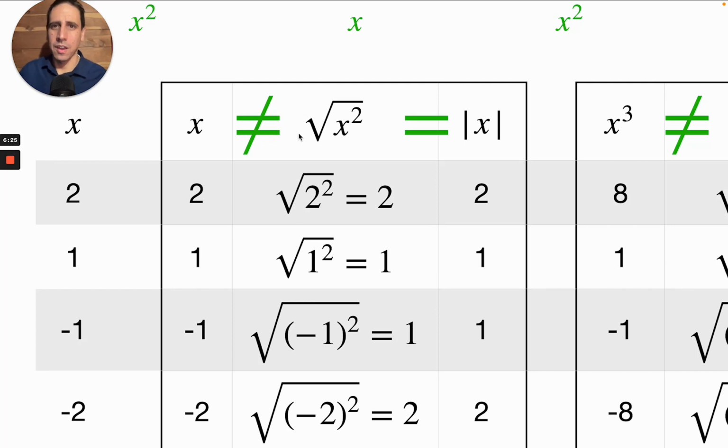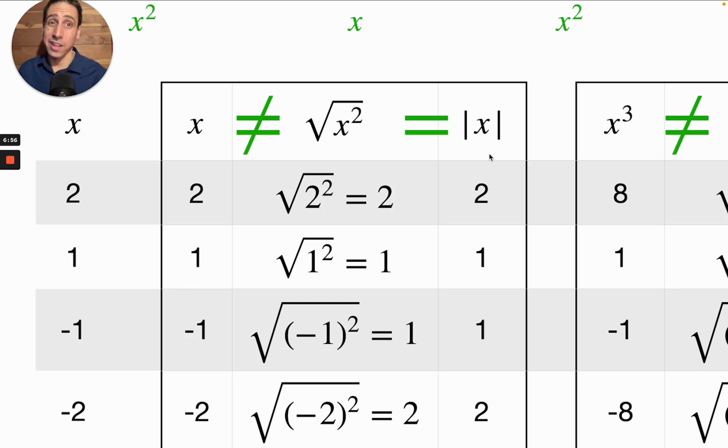Let's take a look at what exactly the square root of x squared is. You can see when x is positive, like in these first two rows, you get a positive number out. No big deal. That's kind of expected. But when you take the square root of x squared and x is a negative number, negative 1 squared turns into positive 1, and take the square root of positive 1, you get 1. Negative 2 squared, you get 4. Take the square root of 4, you get positive 2. So you're starting with a negative number, ending with a positive number.